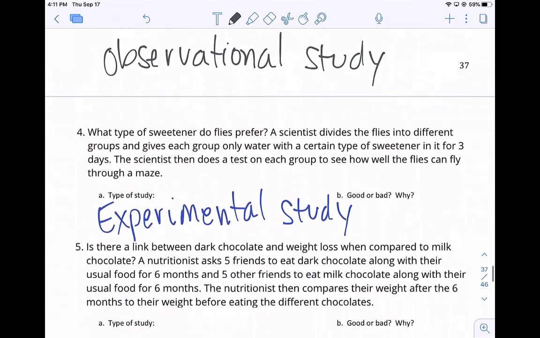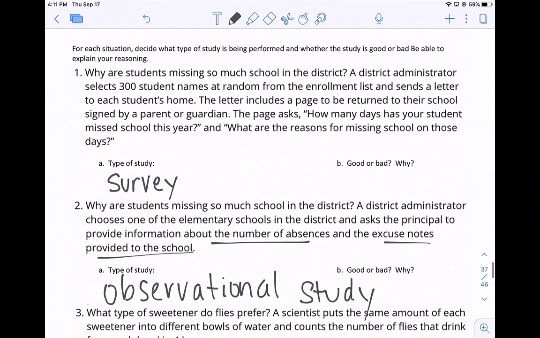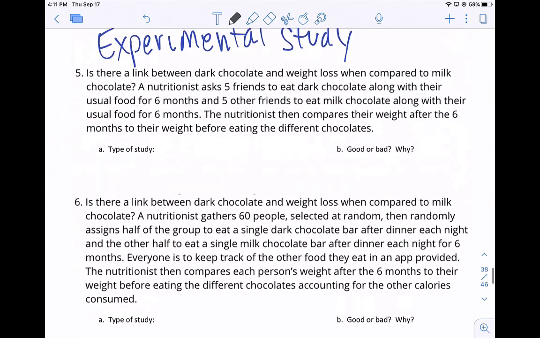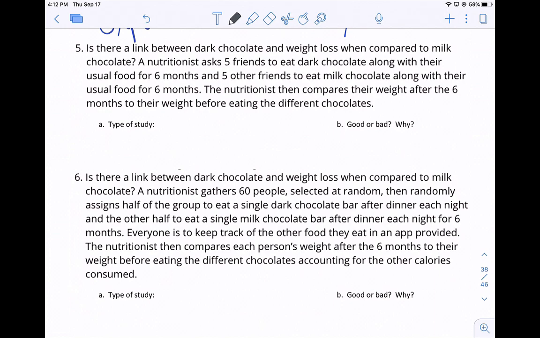Okay. So again, to review, we have a survey, 2 observational studies, experimental study. Let's take a look at the last situation. Is there a link between dark chocolate and weight loss when compared to milk chocolate? A nutritionist asks 5 friends to eat dark chocolate along with their usual food for 6 months, and 5 other friends to eat milk chocolate along with their usual food for 6 months.